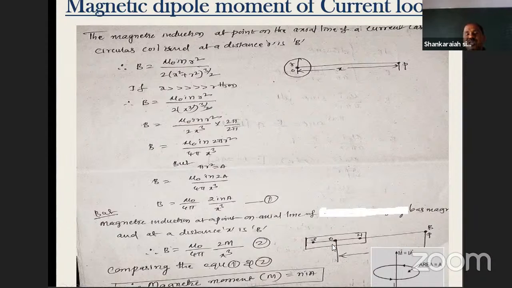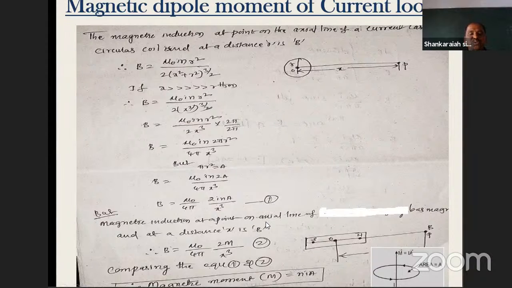Where is x measured? Here, from point O, the midpoint of the bar magnet, to point P. The distance is x. Here the magnetic induction is B, and the expression is B is equal to mu naught by 4 pi, 2 m by x cube. This derivation is there in the old book. It is removed from the syllabus. According to the new syllabus, B is equal to mu naught by 4 pi, 2 m by x cube.